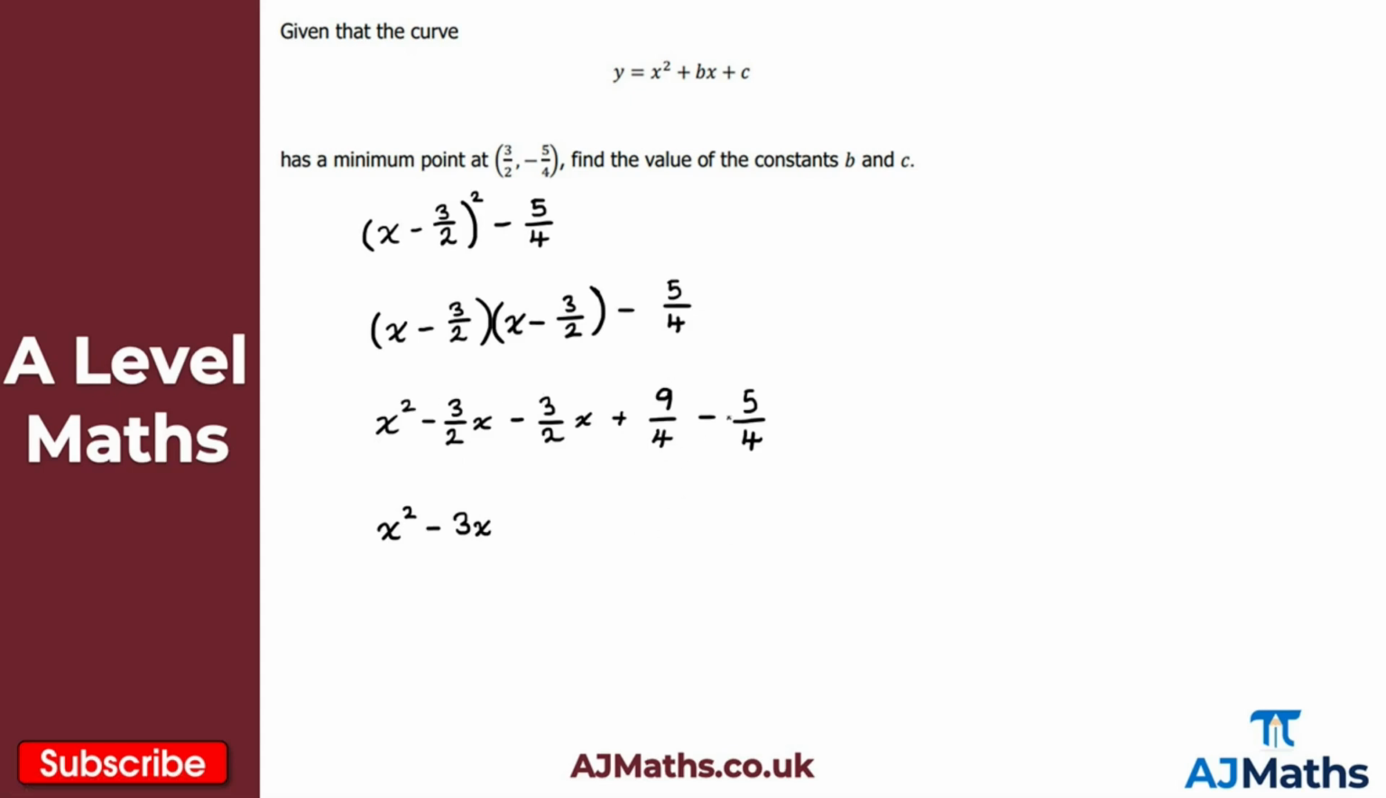And then we've got 9 over 4 minus 5 over 4. So that's going to give me plus 4 over 4. And remember, 4 over 4 is the same as 1. So what I've actually got here is x squared plus 3x plus 1 there. And from here, we can easily identify the values of the constants b and c. So b is equal to 3 and c is equal to 1 there. And that gives us the solution to that question.